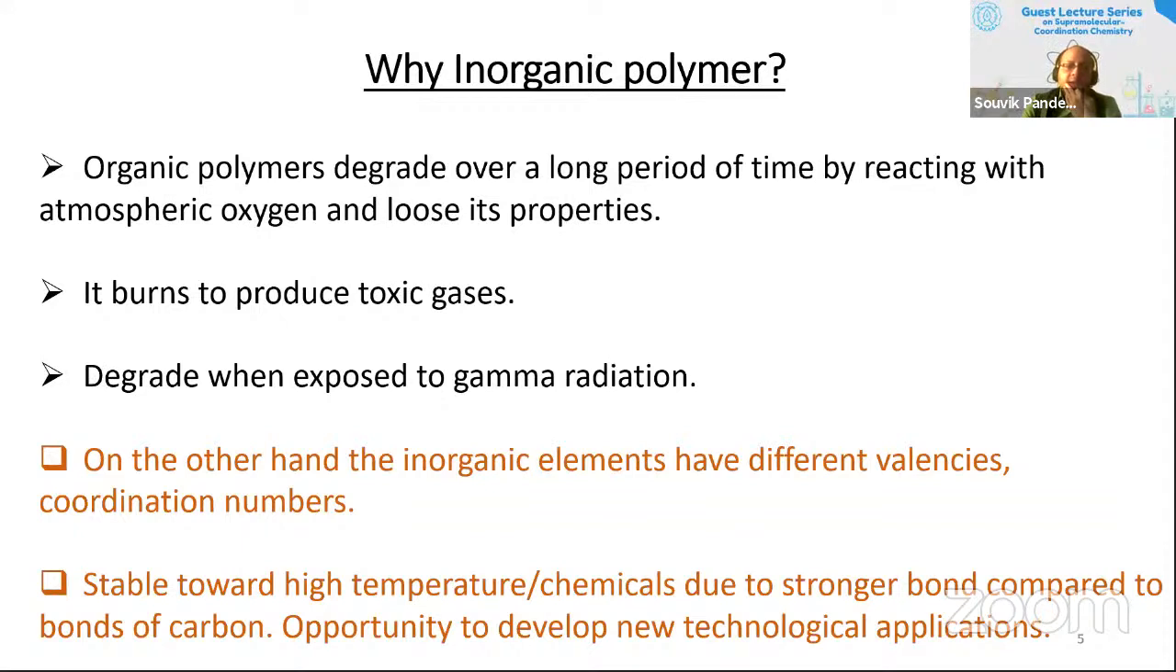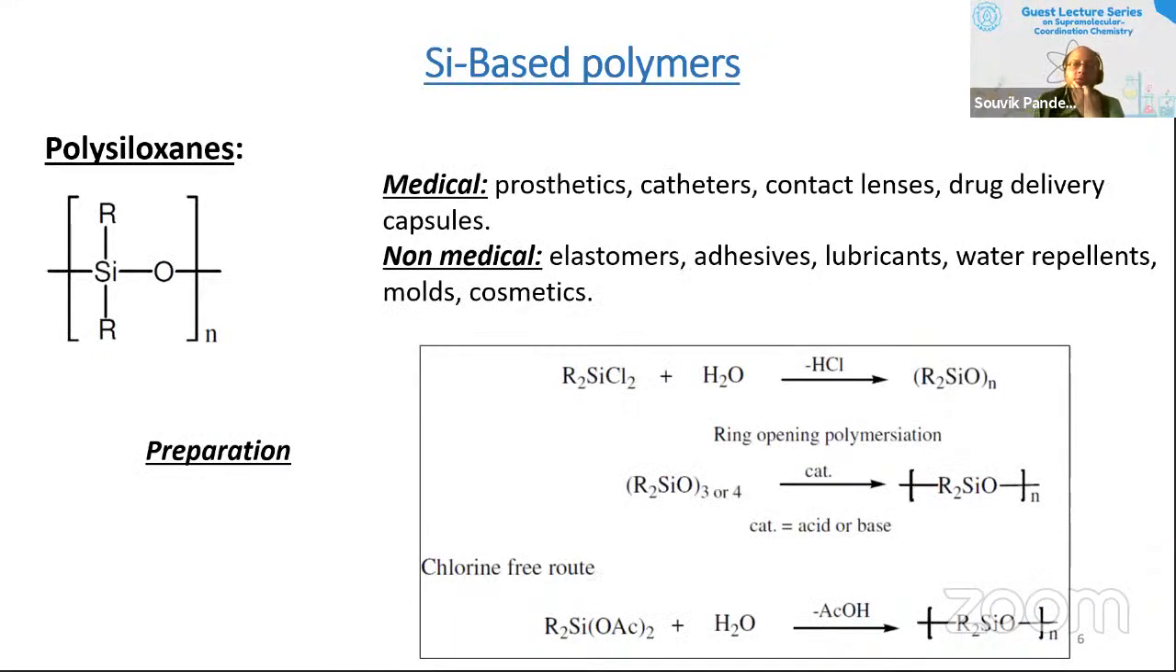As this inorganic material can form much stronger bonds compared to carbon with other elements, they are very stable towards high temperature and chemicals. They also have great rigidity in their structure. They are very strong, so we can use those inorganic polymers for very high technological applications. I'll not waste much time on the other inorganic polymers, as we will focus on the ferrocene based polymers.